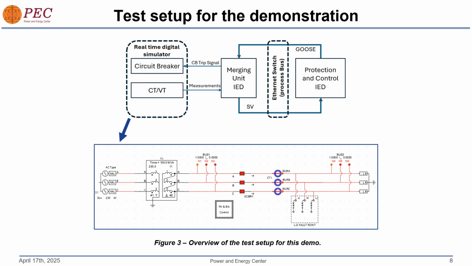For this demonstration, the setup shown in this slide is used. In this setup, we have the merging unit IED, which communicates with one protection and control IED via the process bus. The power system is modeled in the real-time digital simulator as a two bus model where the current and voltage of a feeder is monitored, and there we also have a circuit breaker and a fault point to create faults.